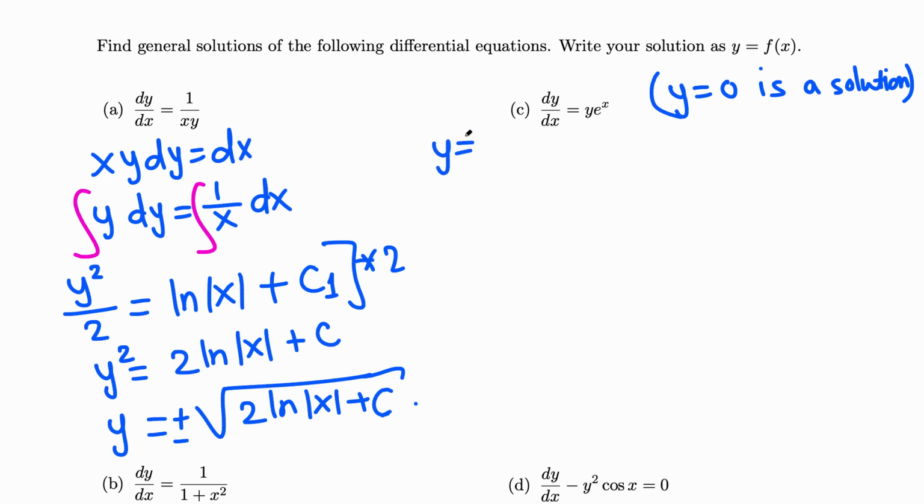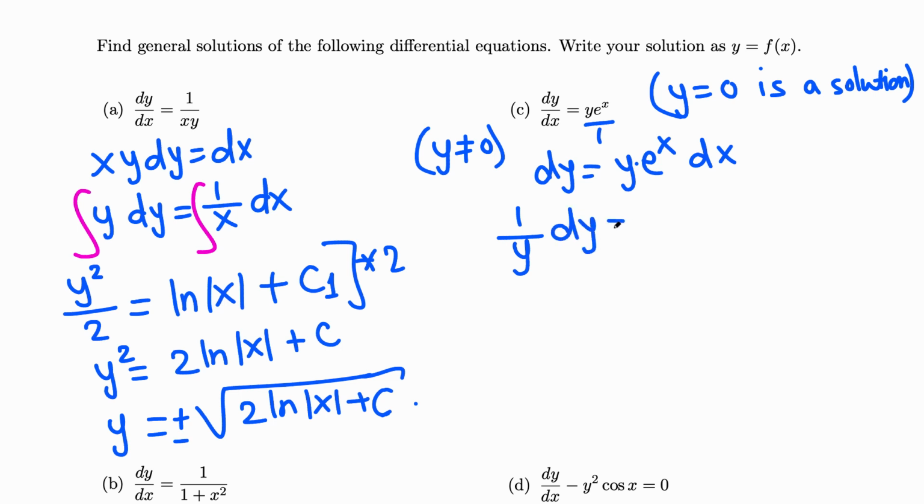So the main focus here is what if y is not 0. Then we can write this in terms of differentials, which is kind of multiplying. dy equals y e^x dx. Now here's y, so we need to bring this y, the function of y, to the left. So we divide both sides by y. We get 1 over y dy, and that leaves e^x dx.